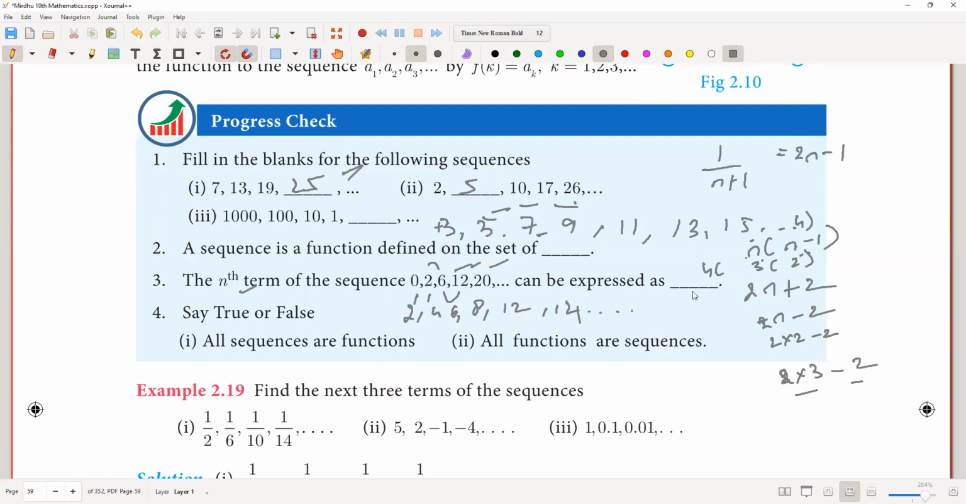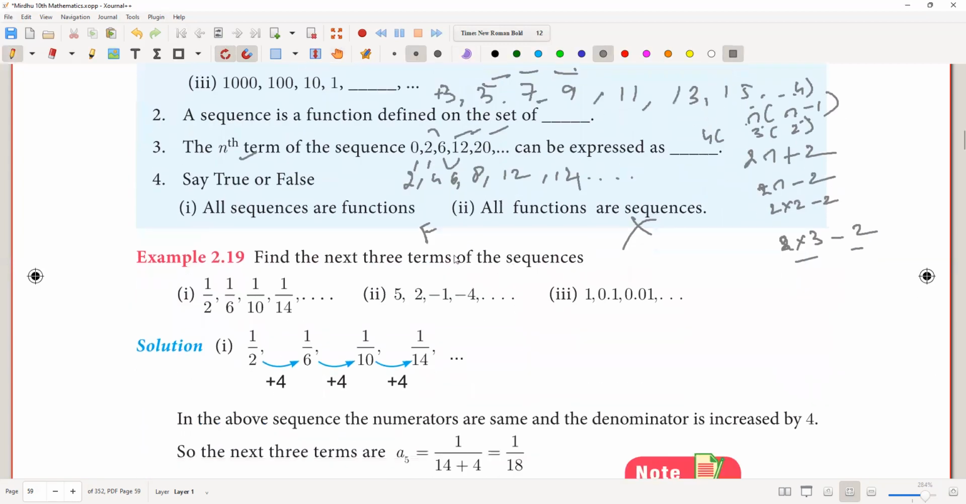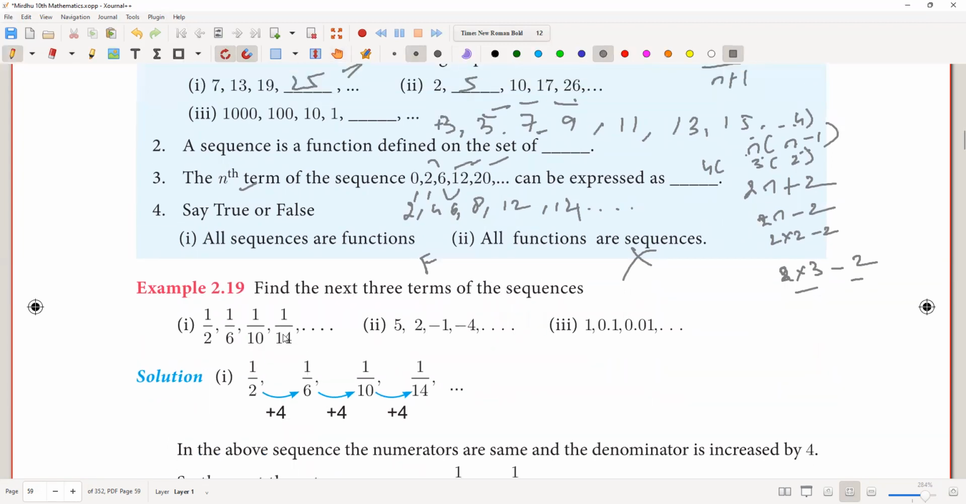All sequences are functions. All functions are sequences? No. Very good. Find the next 3 terms of the sequence.